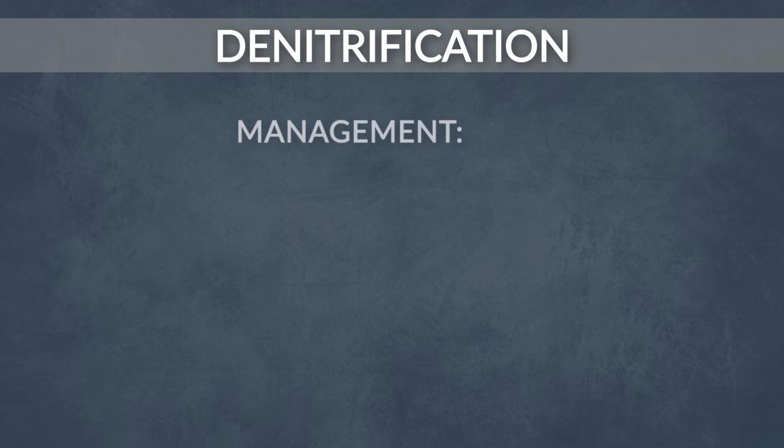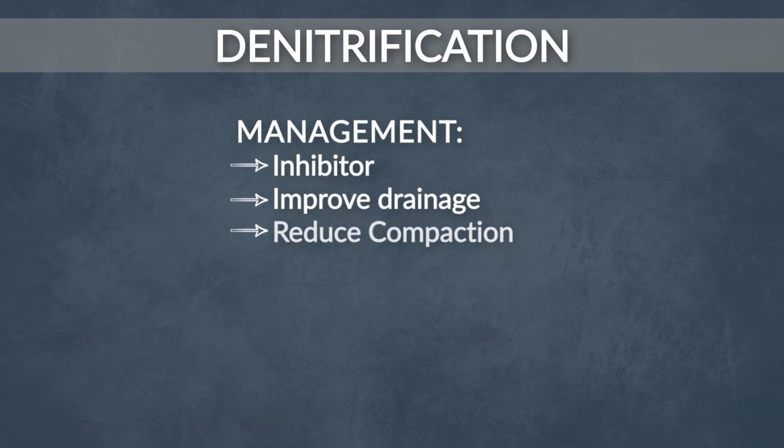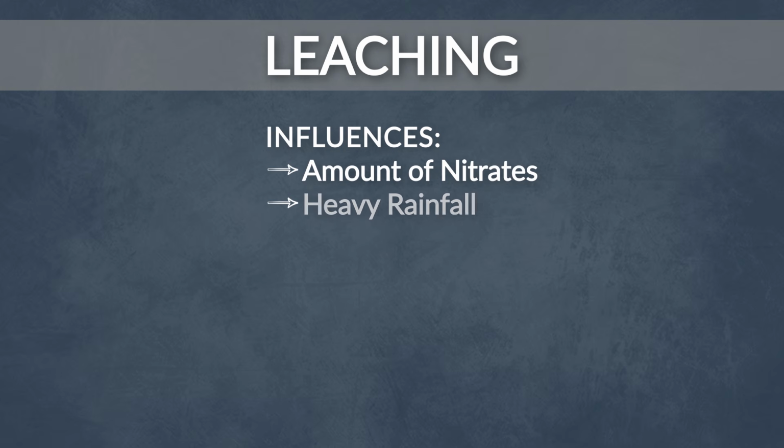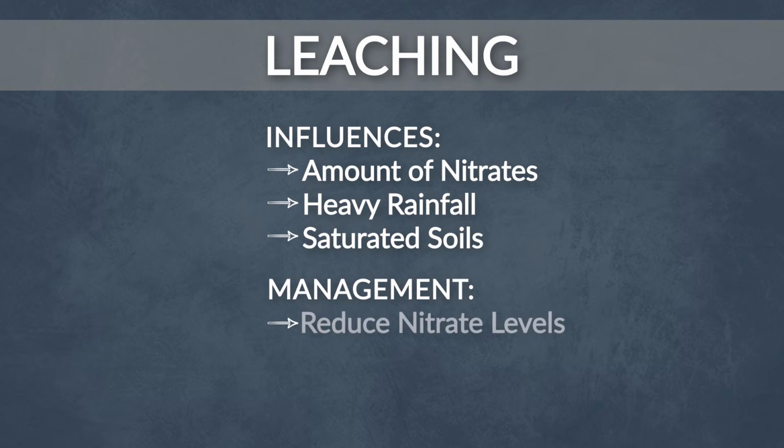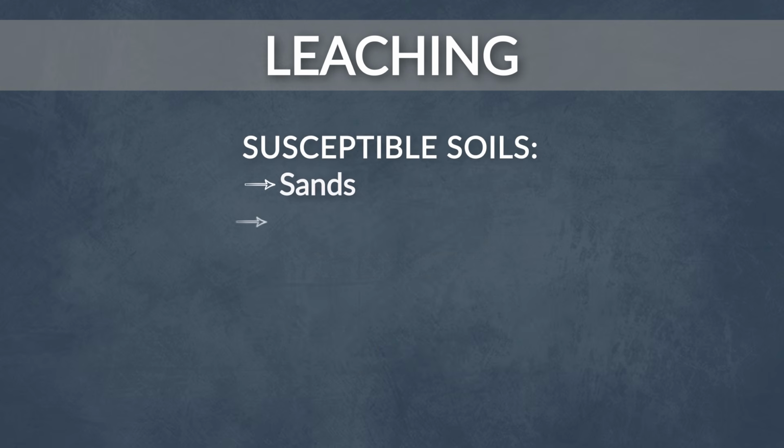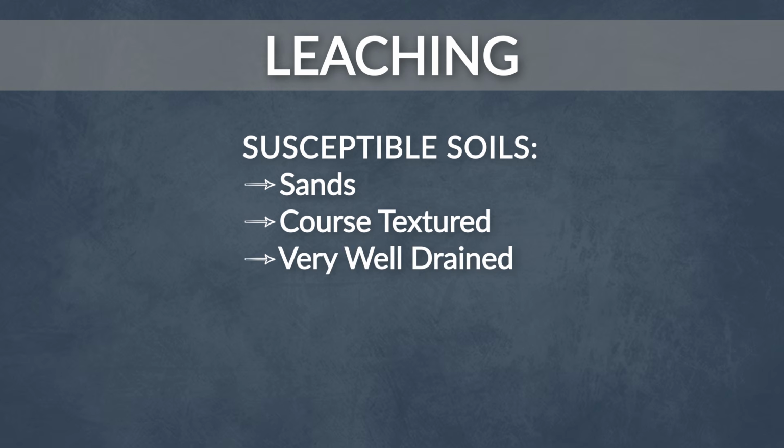The way we can minimize denitrification is with a nitrification inhibitor, improve our drainage, reduce compaction, and balance our carbon-nitrogen ratio out. And we'll talk about the importance of carbon-nitrogen ratio as it relates to denitrification. Leaching, again, is movement of that nitrate molecule. Basically, the way you reduce leaching is to delay the conversion into that nitrate molecule. And there's different ways and different strategies to accomplish that. We're really more concerned about leaching on sands, coarse textured soils, or very well-drained soils.